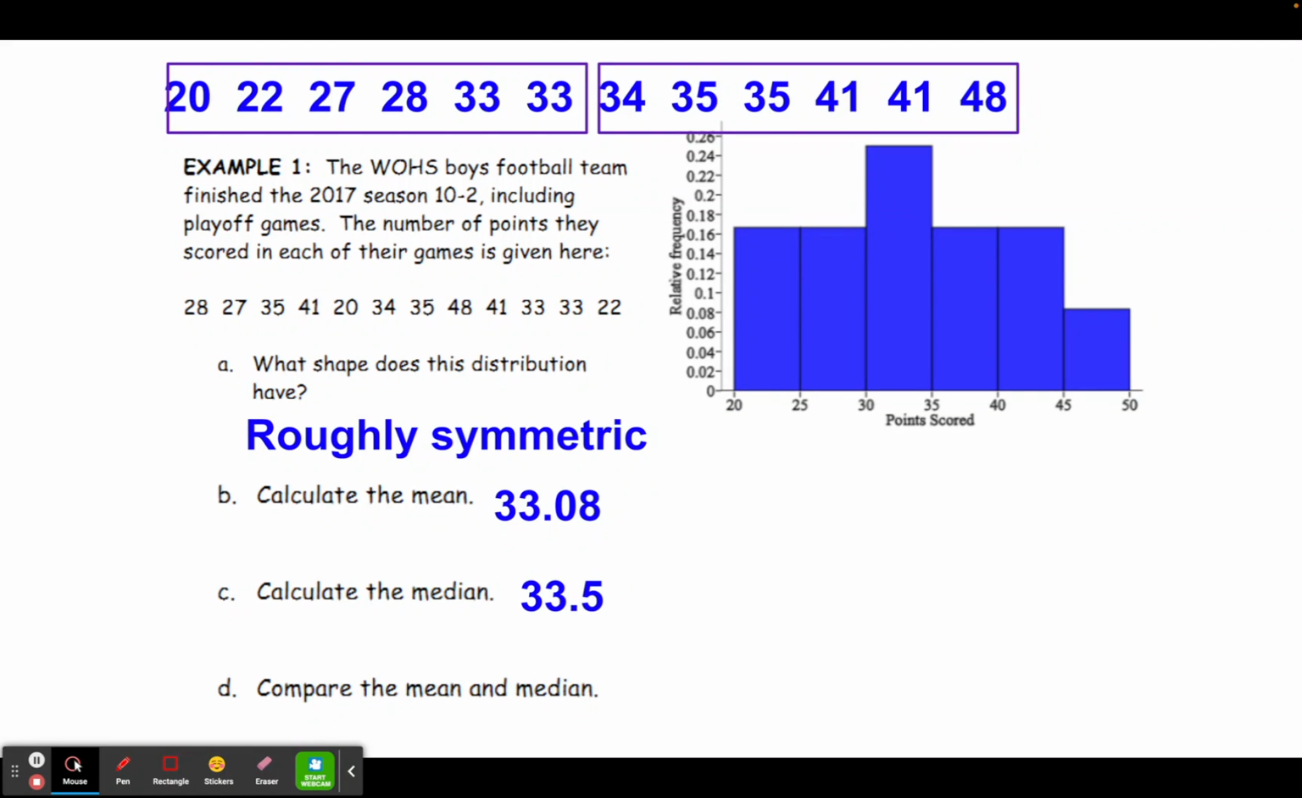Now, in D, it asks us to compare the mean and the median. The mean is 33.08 and the median is 33.5. Those are very close to each other. So we'll say that they are about the same. And the reason that happened is because our distribution was roughly symmetric. So when you have a distribution that is roughly symmetric, your mean and your median should be very close to each other. Maybe not exact, but they should be pretty close.